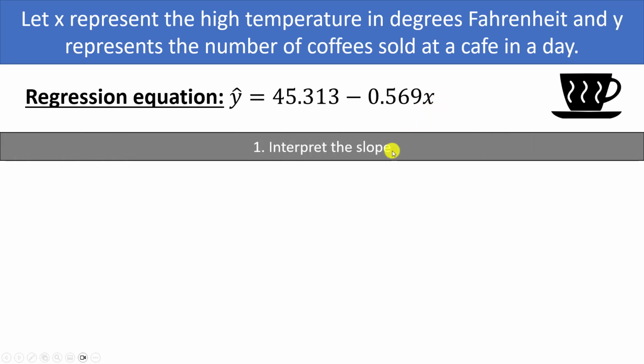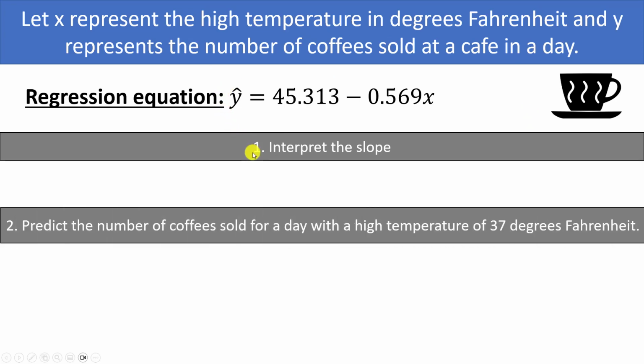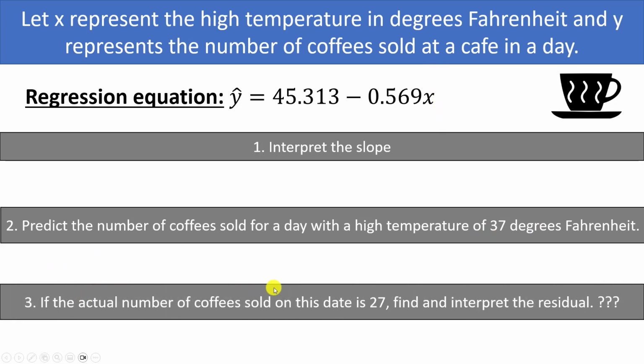So here are a couple of things for you to try out. See if you can interpret the slope. So go back a couple of slides and find that general interpretation of the slope, and see if you can modify that to match this situation. Secondly, see if you can predict the number of coffees sold in a day when the high temperature is 37 degrees Fahrenheit. Basically, that's just going to amount to plugging 37 into the equation. And then finally, if the actual number of coffees sold on this date is 27, find and interpret the residual. And if you're one of my students, this will be the one that you'll have to submit. So I'll give you a minute to try that out, and then we will go over the answers. All right, hopefully you're giving that a try.